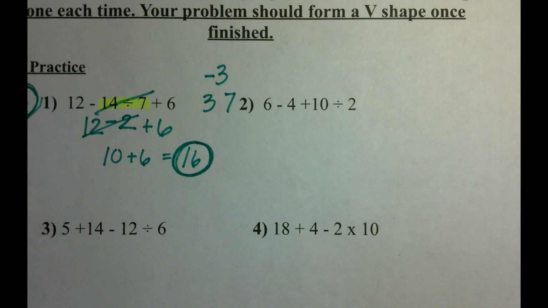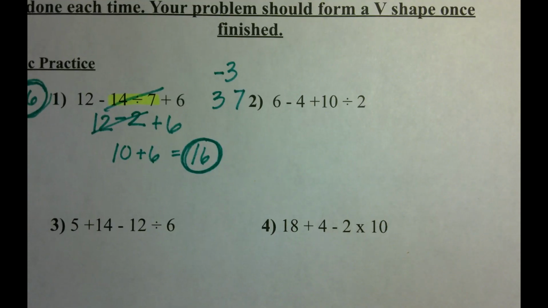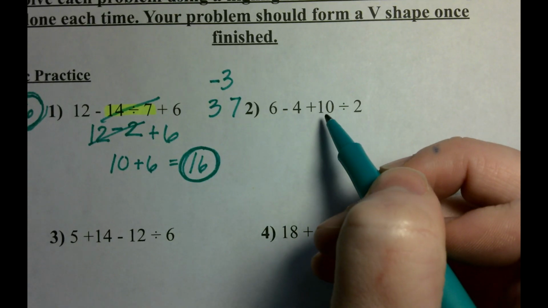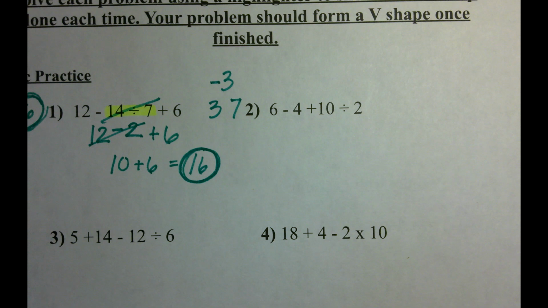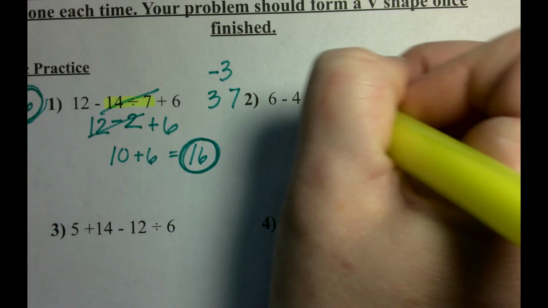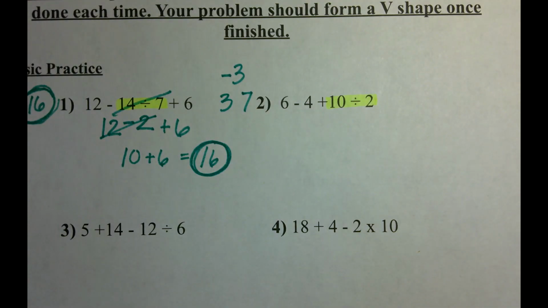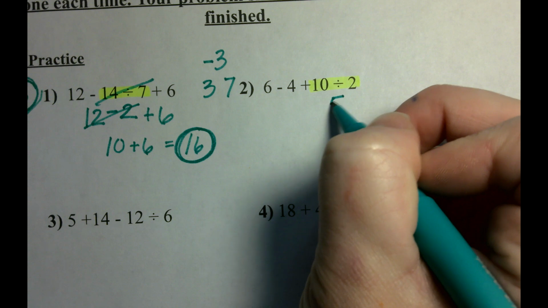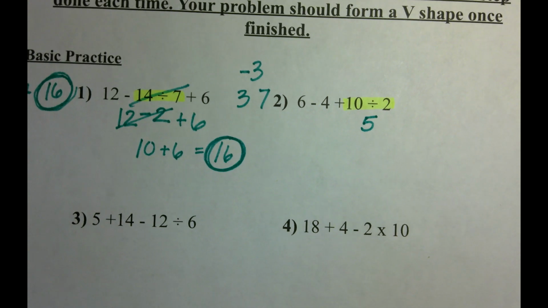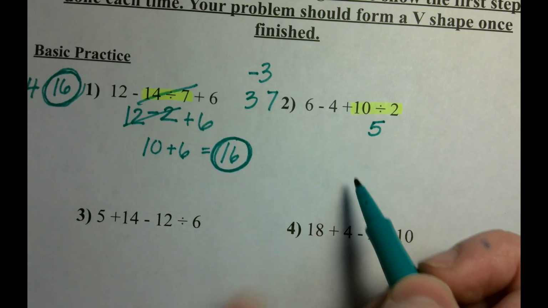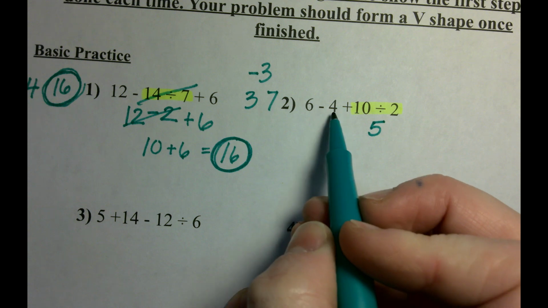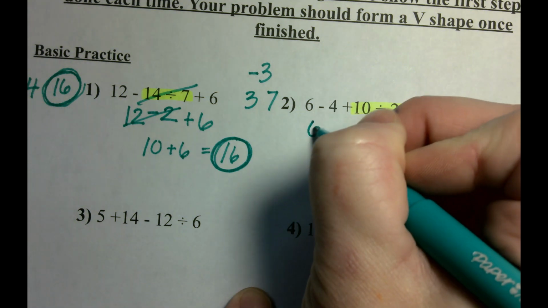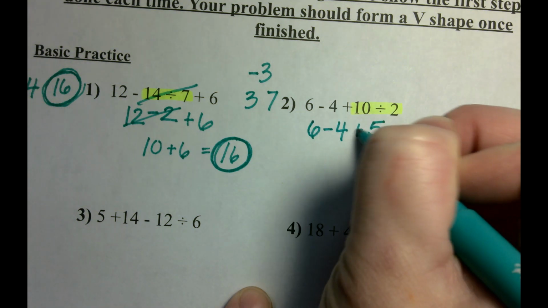Okay. What should I do first? Step by step. Division. Yes, we have 10 divided by 2. That comes to 5 first. I'm going to highlight it. 10 divided by 2 is 5. What do I do next? You bring it all down. I have 6 minus 4 plus 6 minus 4 plus 5.